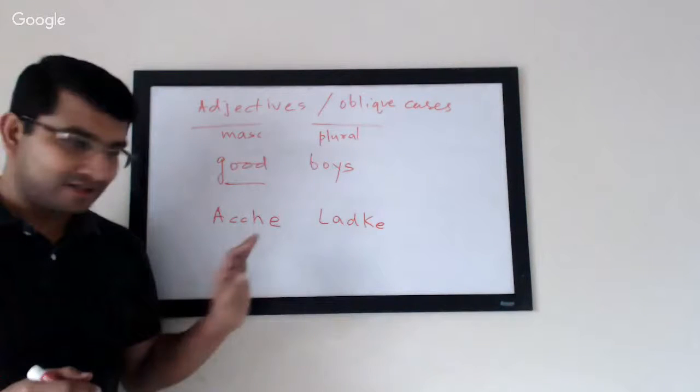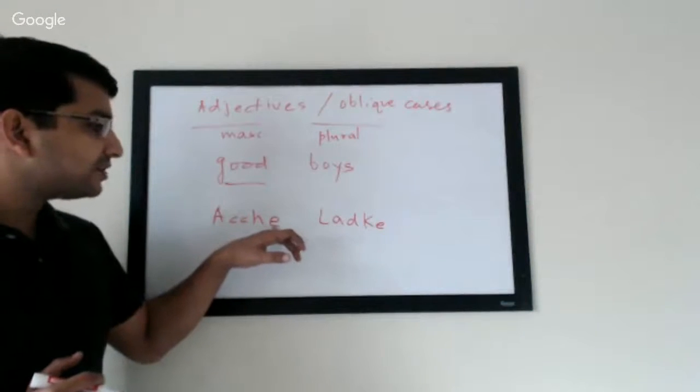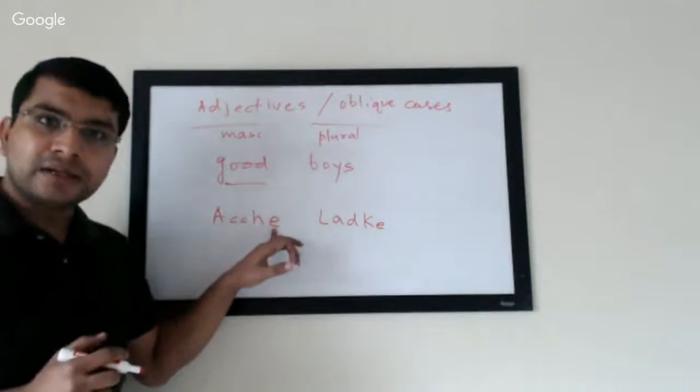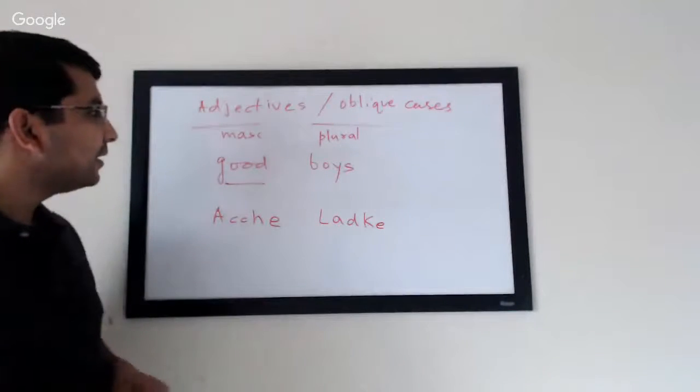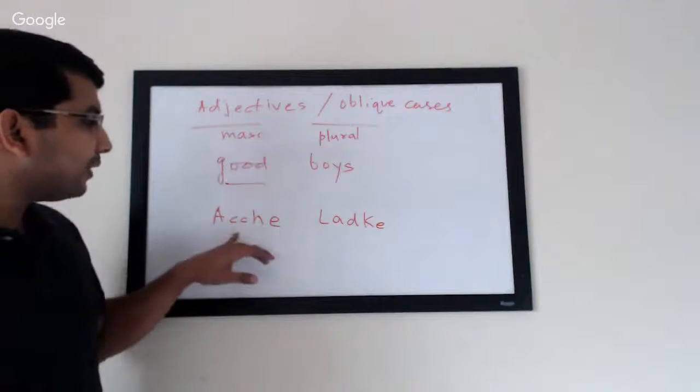Try to follow me here. It's अच्छे लड़के. I can't say अच्छा लड़के. It's grammatically incorrect. अच्छा is for masculine singular. But it's masculine plural, so you have अच्छे लड़के.